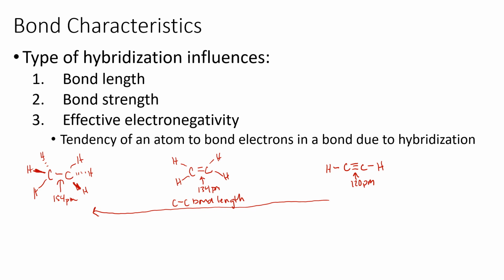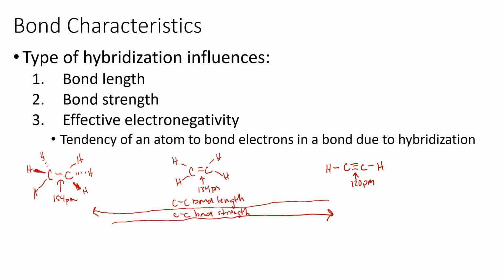Which means if we talk about our carbon-carbon strength, it is exactly the opposite. The stronger bond will be the sp hybridized, the weaker bond will be the sp3 hybridized.